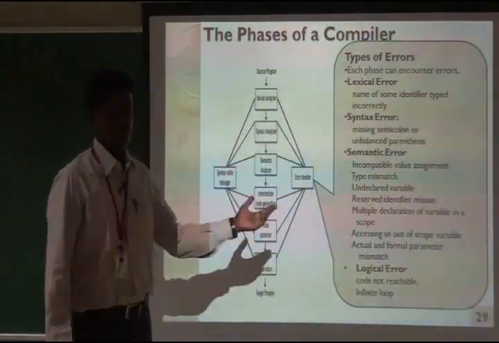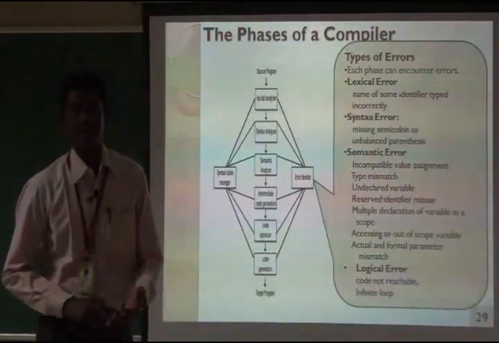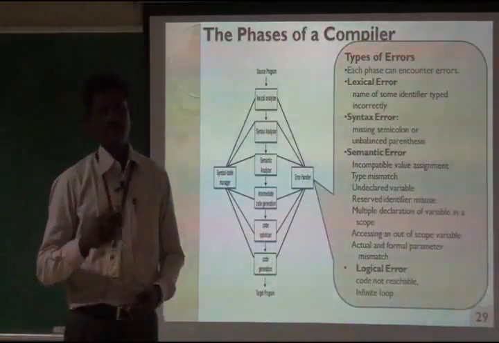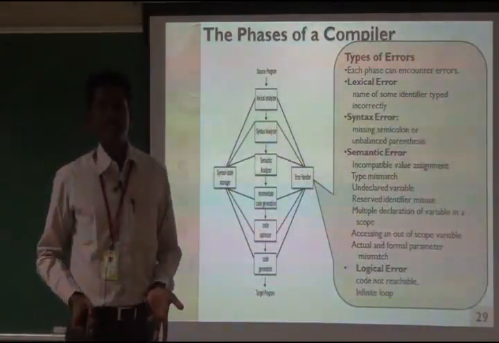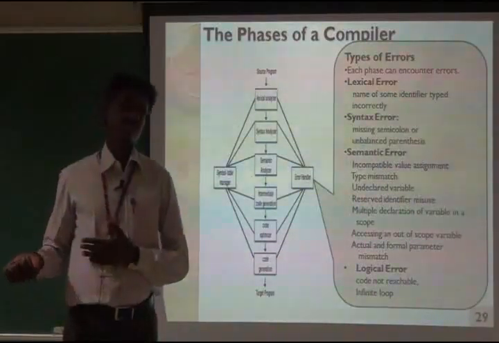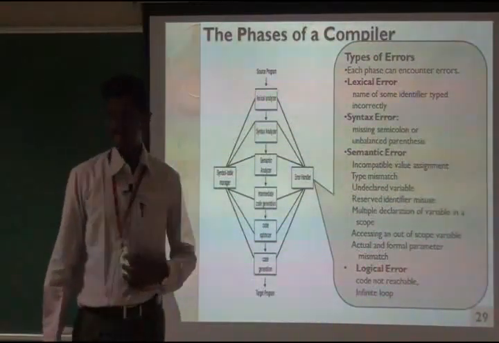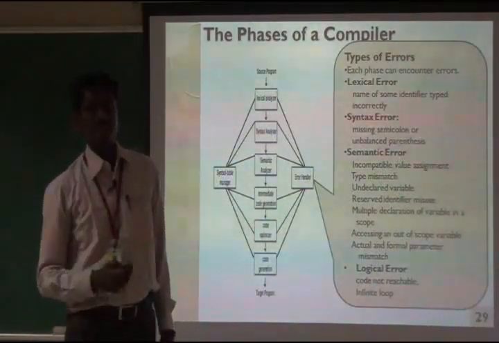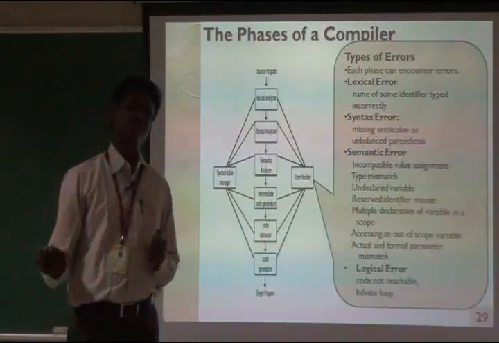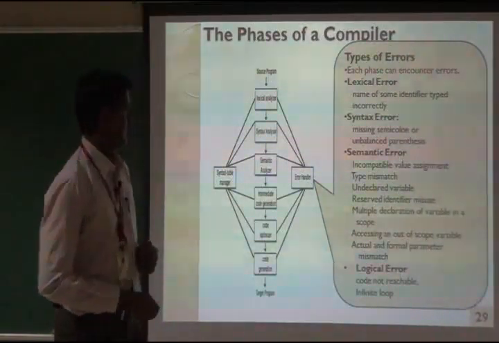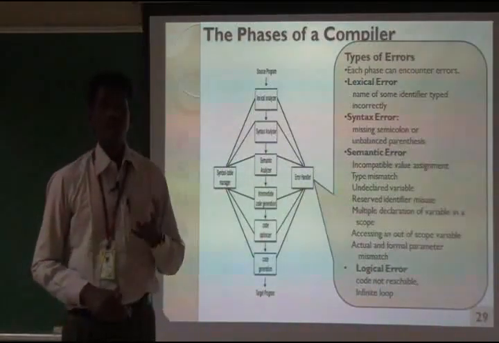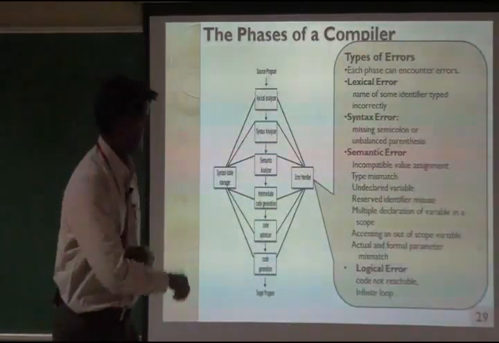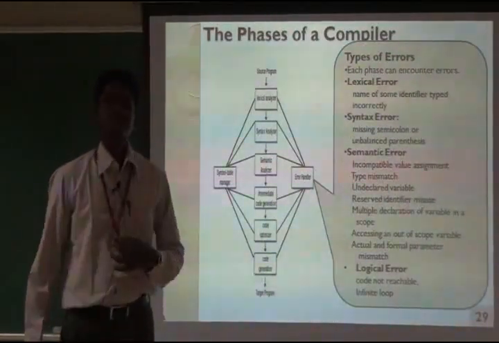Then semantic error, which we discussed earlier, all the type mismatch errors. For example, A is an integer, F is a float, F equal to A, it is not possible to assign an integer to a float. Similarly, A is an array, B is a normal integer, it is not possible to assign B to A directly, right? Similarly, all the variables should be declared before usage. If not, it comes under semantic error, right?